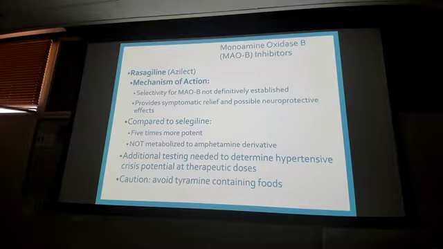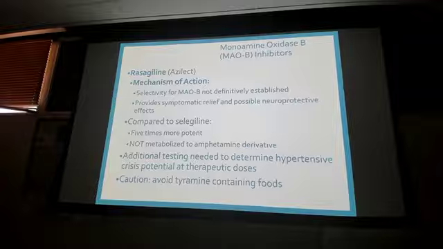Your rasagiline or your Azilect, this one, again, MAO-B, when you're talking about the benefit of this, you see that your rasagiline can help with that neuroprotective effect again. So very, very potent also. It's more potent than our selegiline, up to 5 times more potent. So great medication. You will see that if somebody isn't tolerating the selegiline very well, we will go to this. I have been seeing rasagiline used a little bit more lately because it is more effective. We aren't really worried about that insomnia anymore because I don't have the same metabolism pathway here.